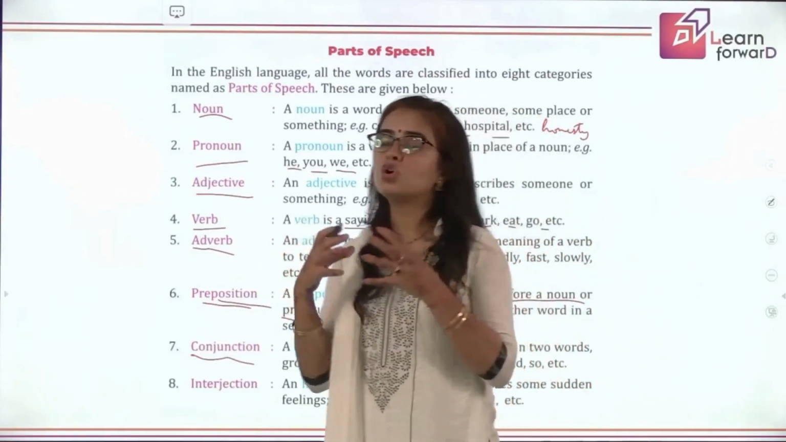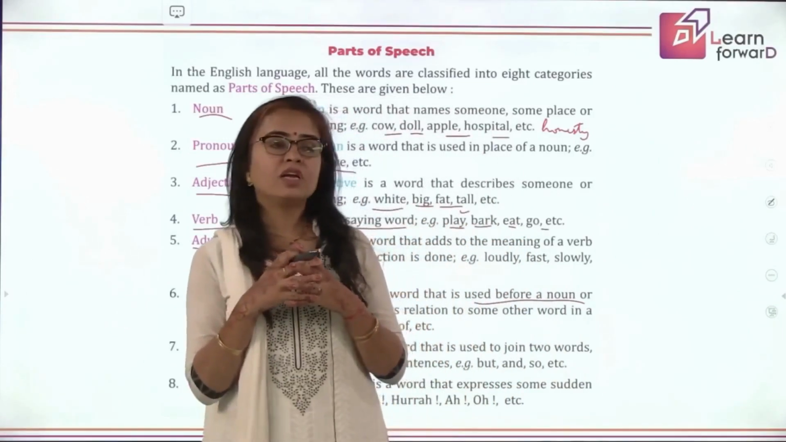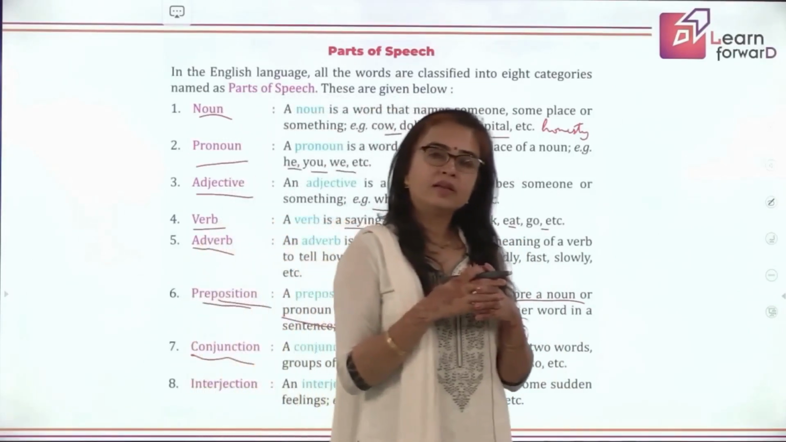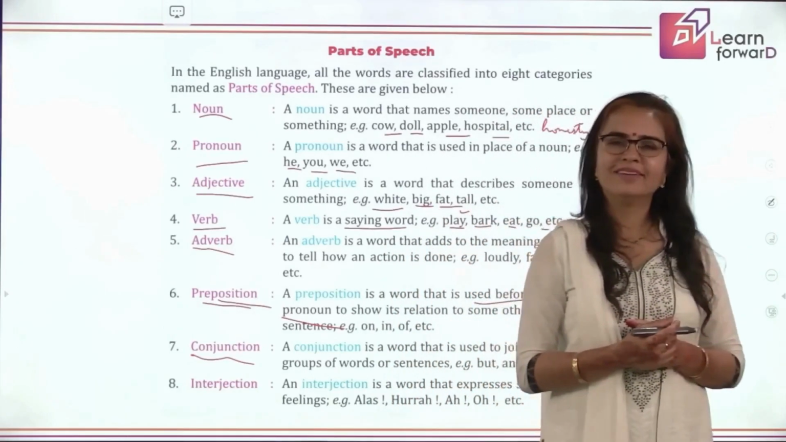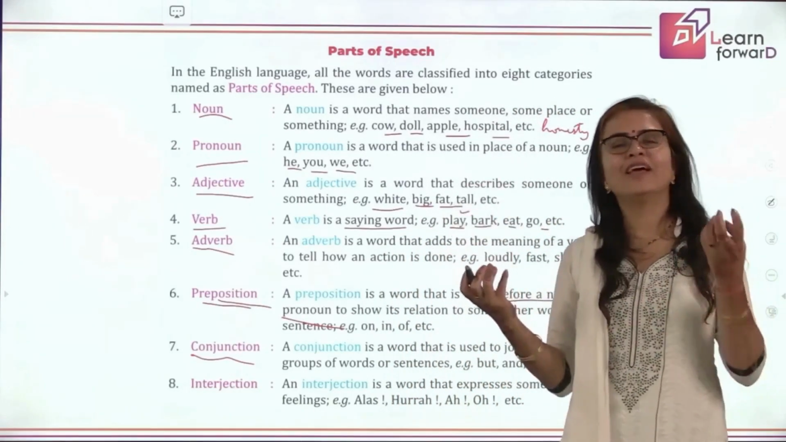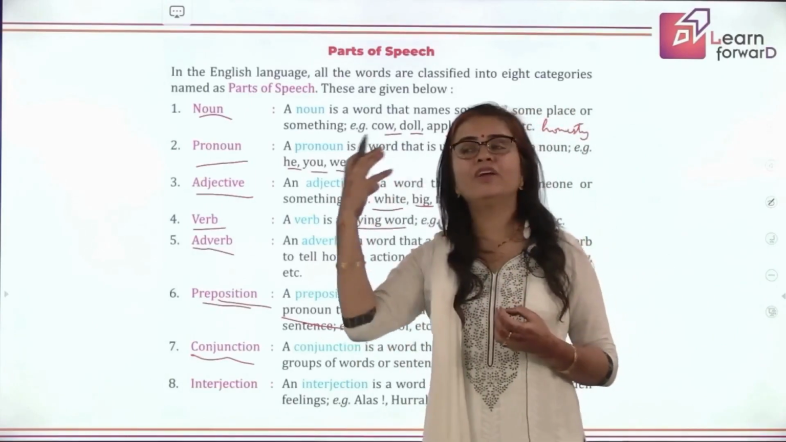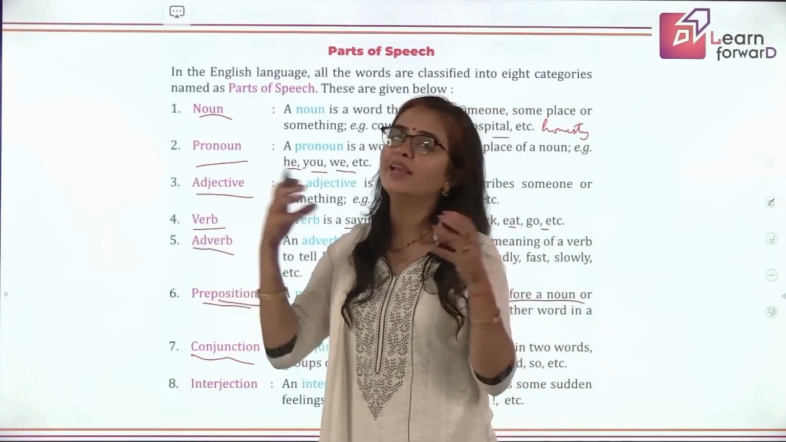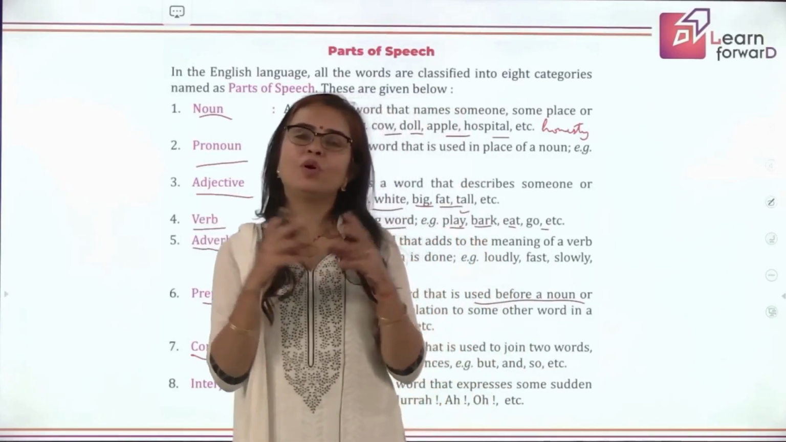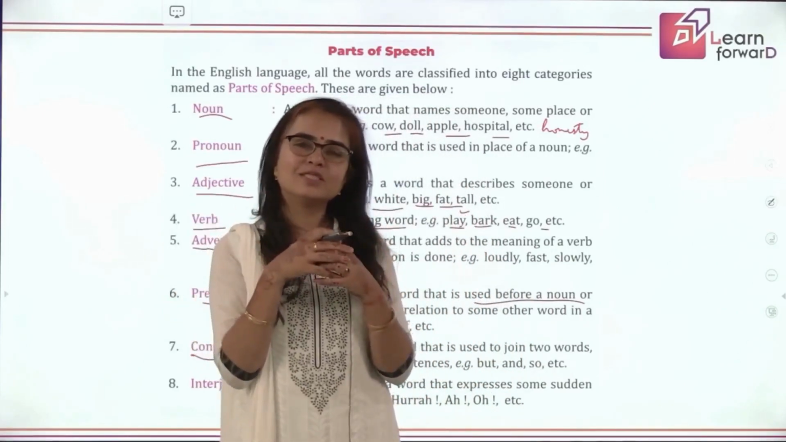Junction means join. So when the words are used to join, they are conjunctions. And what do they join? They join a word to another word. They join a word to a phrase. They join one phrase to another phrase. And they may also join two sentences together.